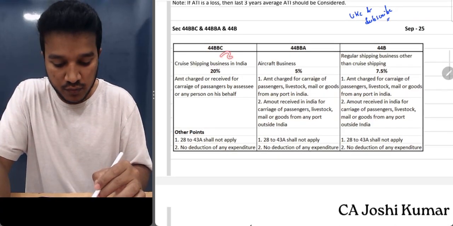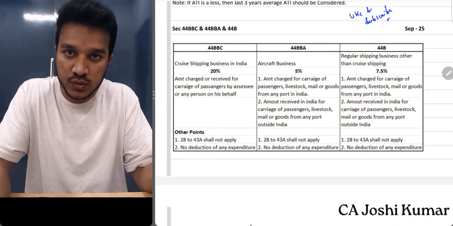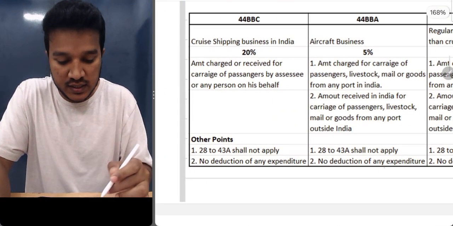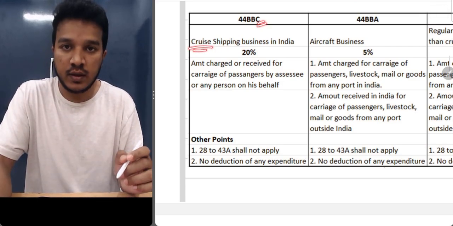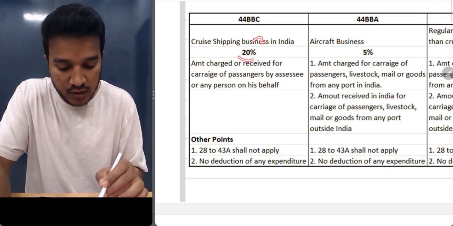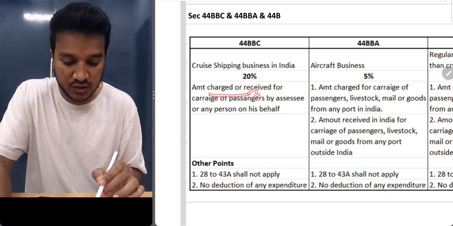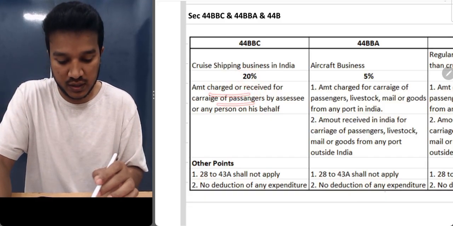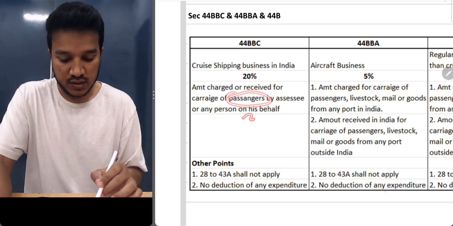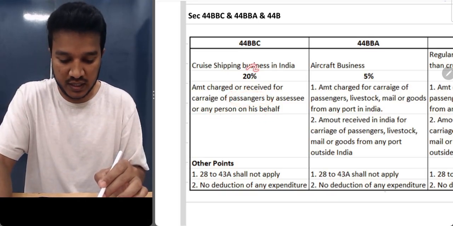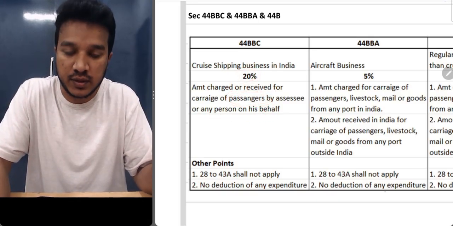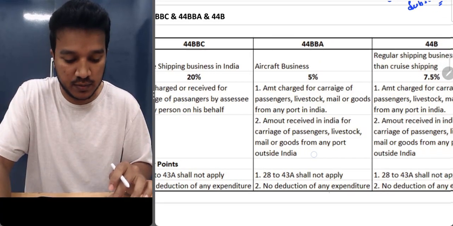Anyways, let's get started with 44BBC. 44BBC is also a new section which talks about C stands for cruise shipping. Whatever amount you have collected, out of that 20% you have to show as profit. Any amount charged or received for carriage of passengers. This talks about carriage of passengers by SSC or on behalf of the SSC. Whatever amount you have collected, you have to show 20% as profit. That is your 44BBC.